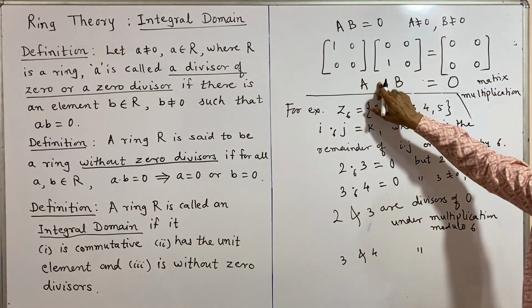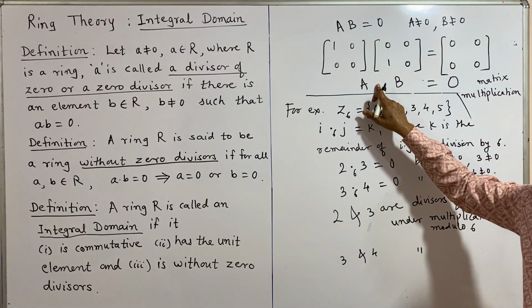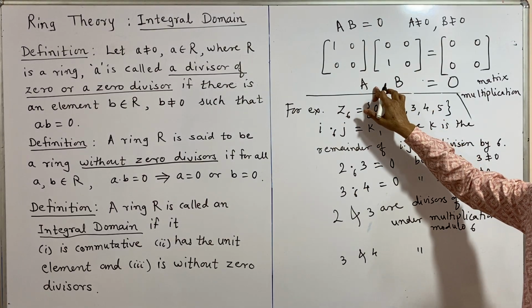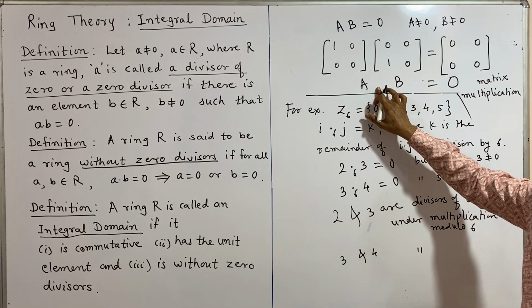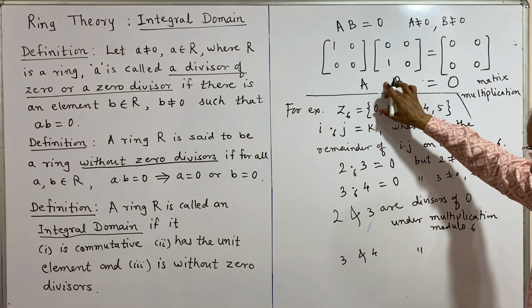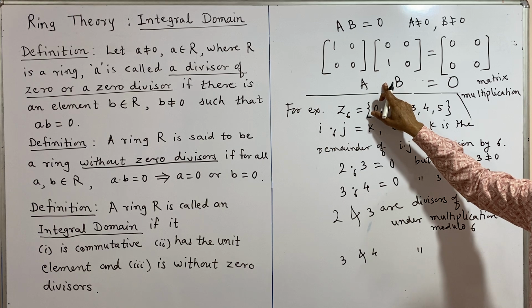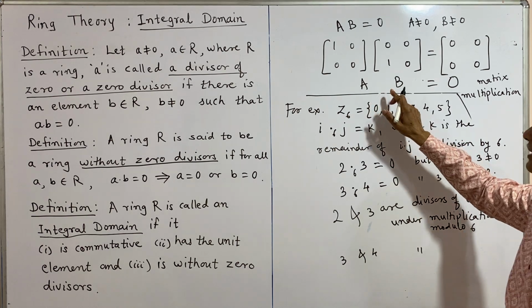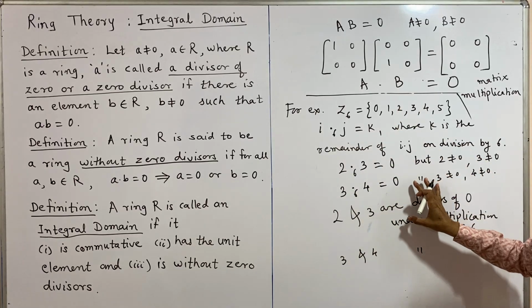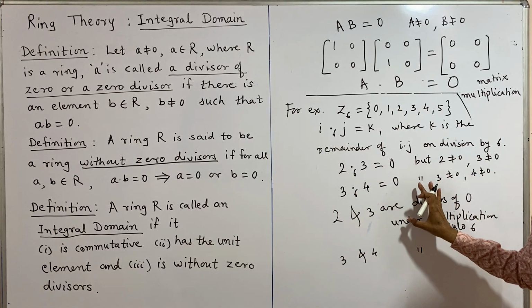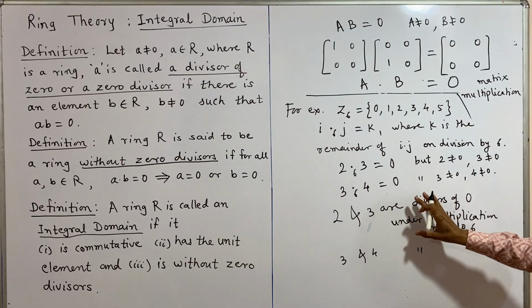So the set of 2 by 2 matrices or n by n matrices will not be an integral domain, because matrix multiplication is not commutative and it has zero divisors. Therefore this is not an integral domain. This is also not an integral domain, and therefore these are the counterexamples.